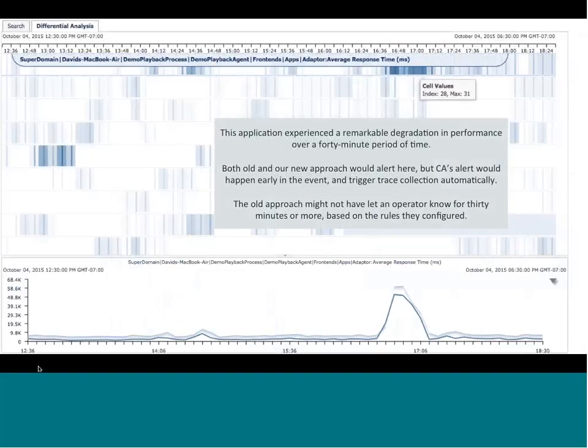So what does that look like? Well, so I selected that line, and now below you can see there was a pretty huge anomaly in response time during that period of time.